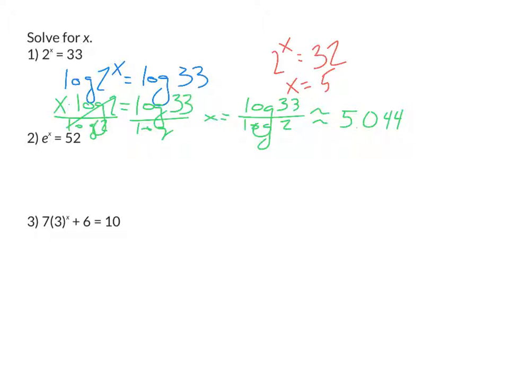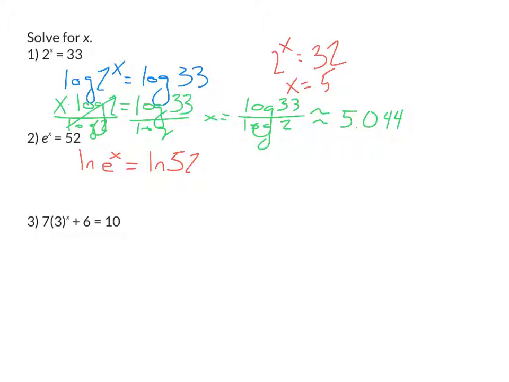Let's look at number 2. In number 2, I have the e as my base raised to the x power equals 52. And to make things a little easier on myself this time, since I have a base of e, why don't I take things to the natural log this time? So I'll take both sides, the natural log of both sides. So the natural log of e to the x equals the natural log of 52.